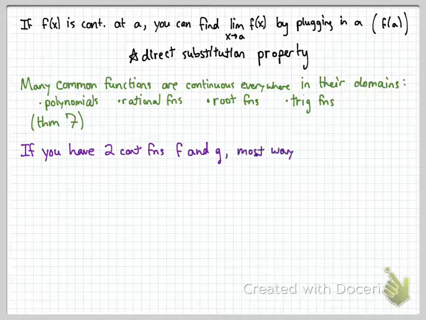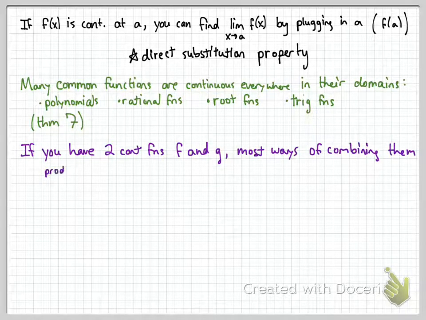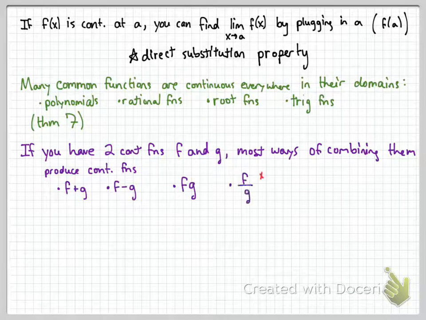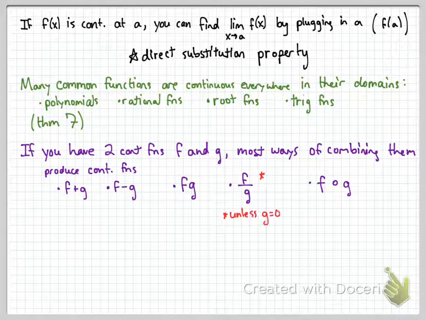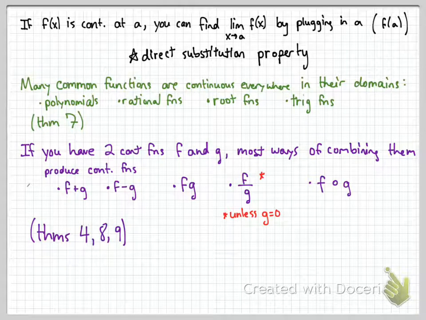Another nice thing is that you can combine continuous functions. If you have two continuous functions, most of the ways you can think of combining them will produce another continuous function. So adding them, subtracting them, multiplying them, dividing them, or composing them. When you divide, you have to be careful that you're not dividing by 0. But all of those things will give you continuous functions, assuming f and g were continuous to begin with. Again, look in the book for details of these theorems.